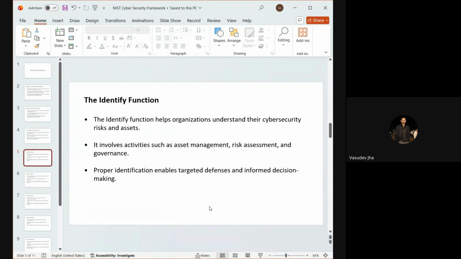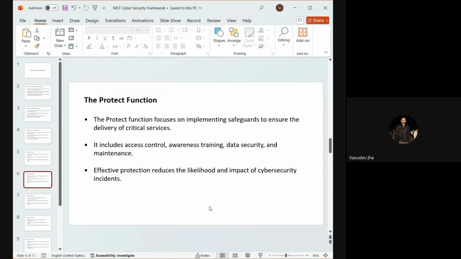So the identify function, what is that? The identify function helps organizations understand their cybersecurity risks and assets. It involves activities such as asset management, risk assessment, and governance. And proper identification enables targeted defense and informed decision making.